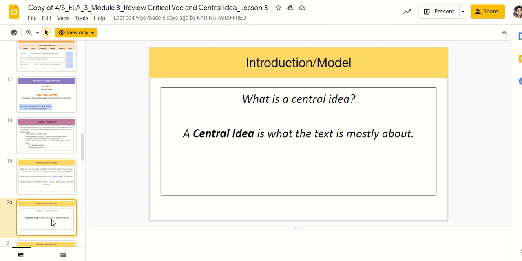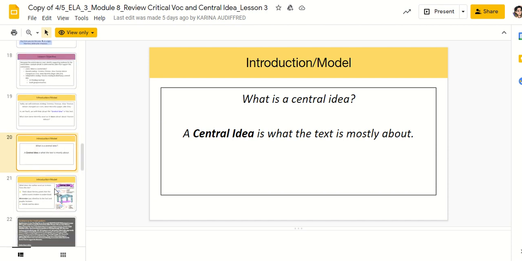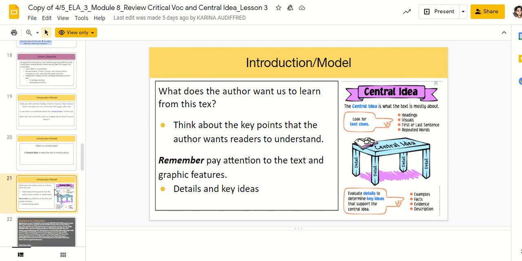A central idea or a main idea is what the text is mostly about. We have to think about what the author wants us to learn. And you have to remember to pay attention to the text and graphic features. So if you look at this anchor chart here and you look at the table, you think of the central idea as the top of the table, and then the legs underneath are the supporting details.